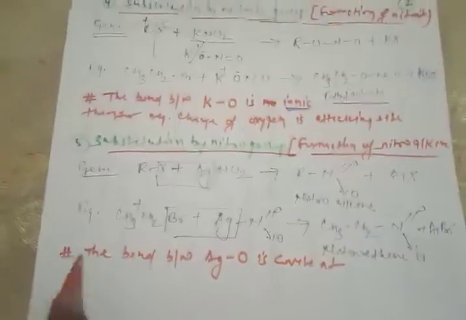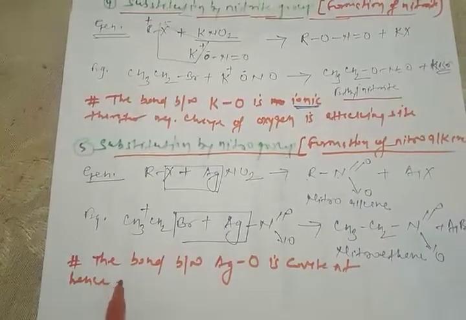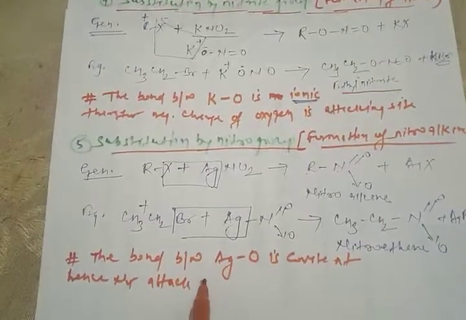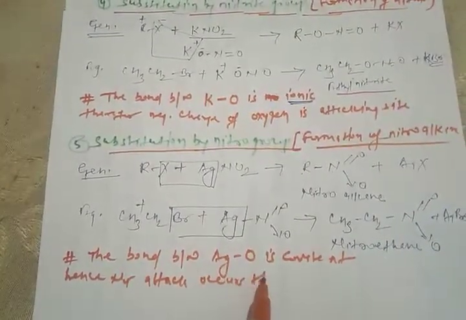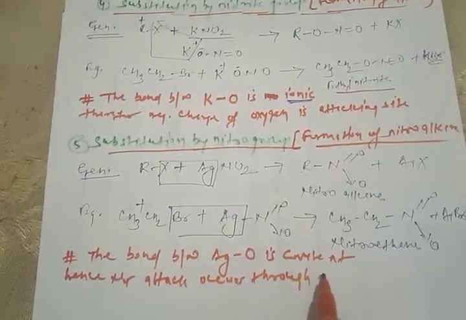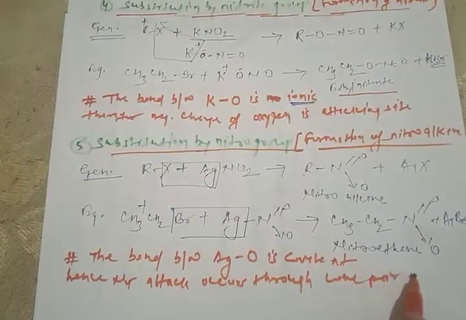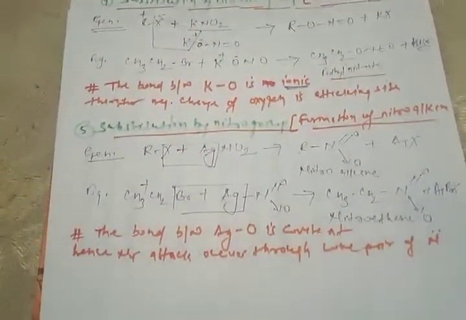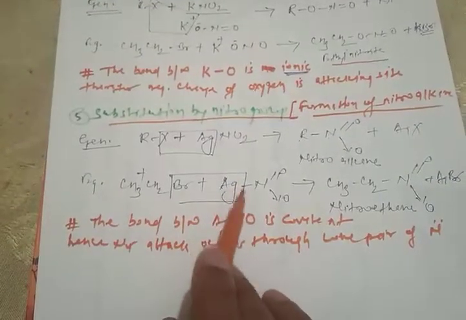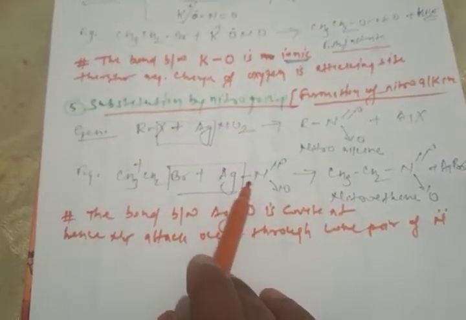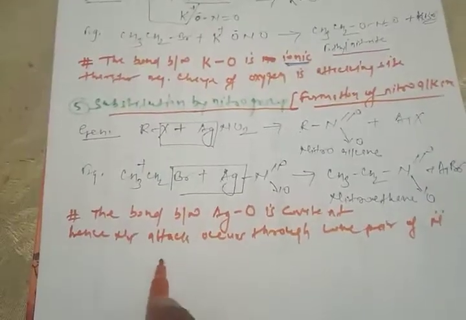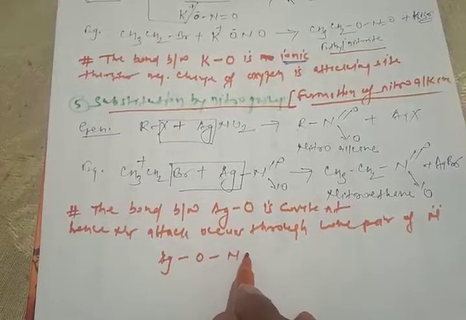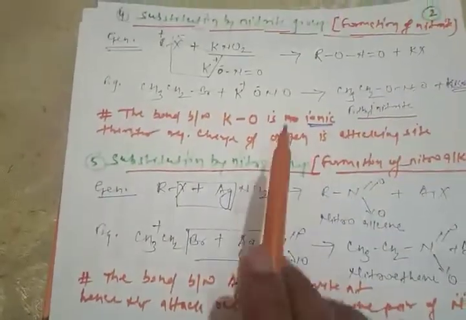Hence, nucleophilic attack occurs through the lone pair of nitrogen. So I think we need to draw the structural formula of silver nitrate again. Okay, this is correct actually, but it is like this: AgO and a double bond O, just like the one I had.